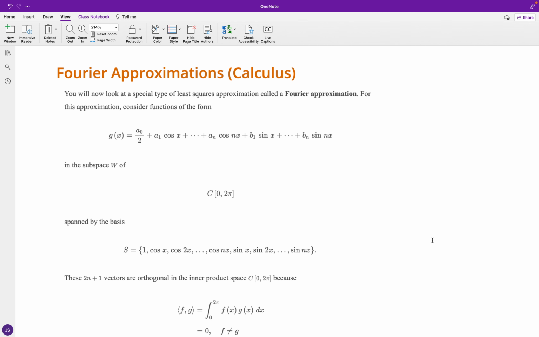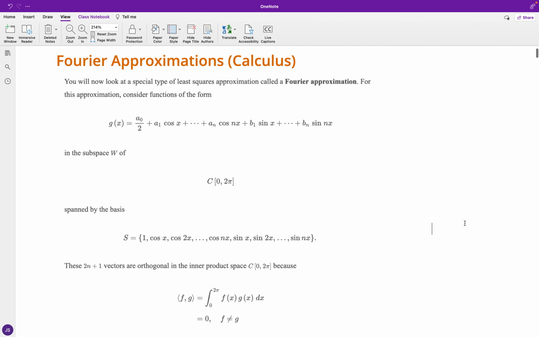g(x) = a_0/2 + a_1 cos(x) all the way out to a_n cos(nx), followed by b_1 sin(x) plus b_n times sin(nx). Okay, and this is going to be in a subspace where the interval ranges between 0 and 2π radians, and it is spanned by the basis.